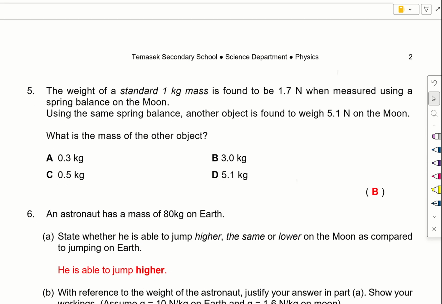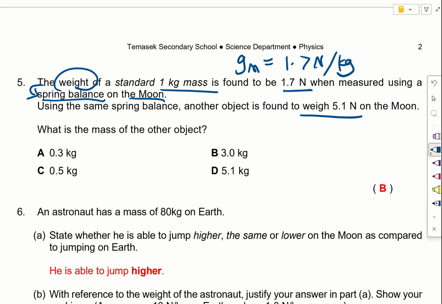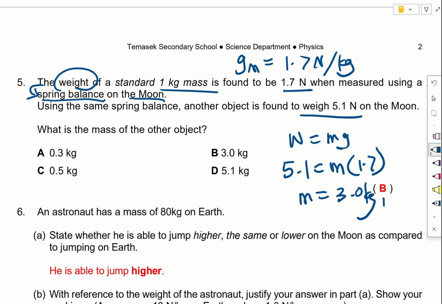Okay, next question. The weight of a standard 1 kg mass is found to be 1.7 Newton when measured using a spring balance on the moon. So actually, if I want to measure weight, I will need to use a spring balance. In this case, they take the gravitational field strength of the moon to be 1.7 Newton per kg. Now, using the same spring balance, another object is found to weigh 5.1 Newton on the moon. So you can use your formula, W equals mg. The weight is 5.1, the mass is unknown, and your g is 1.7. So in the end, your mass will turn out to be 3 kg. So the answer is B.